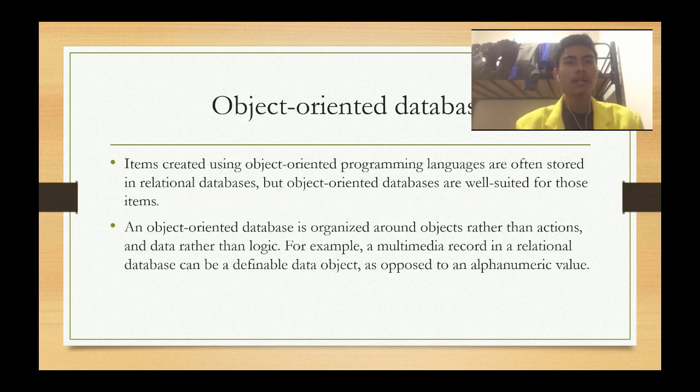Next, object-oriented database. Items created using object-oriented programming language are often stored in relational database, but object-oriented databases are well suited for those items. An object-oriented database is organized around objects rather than actions, and data rather than logic. For example, a multimedia record in a relational database can be a definable data object, as opposed to an alphanumeric value.